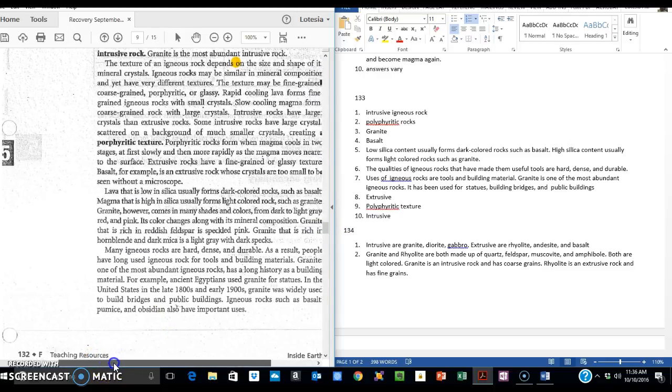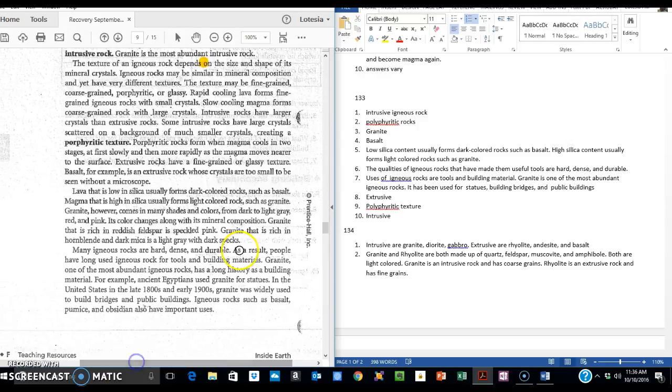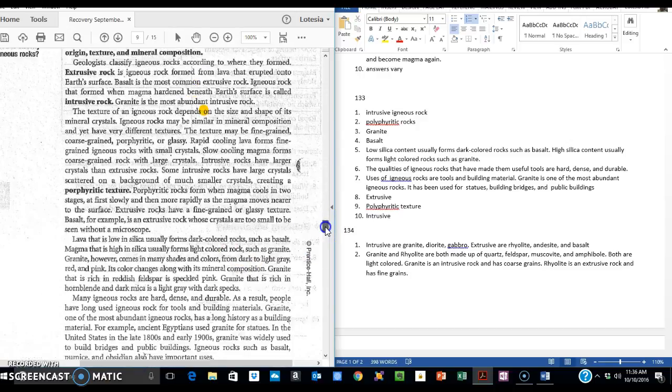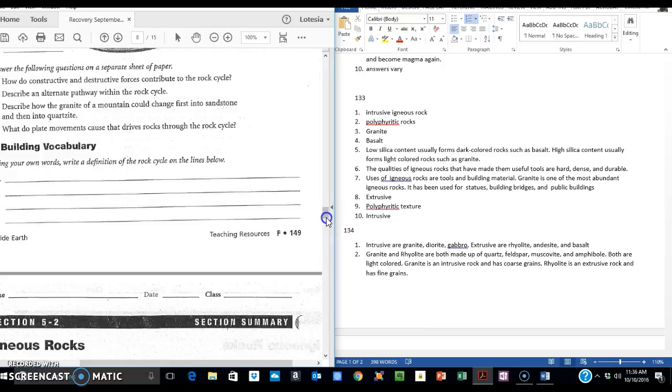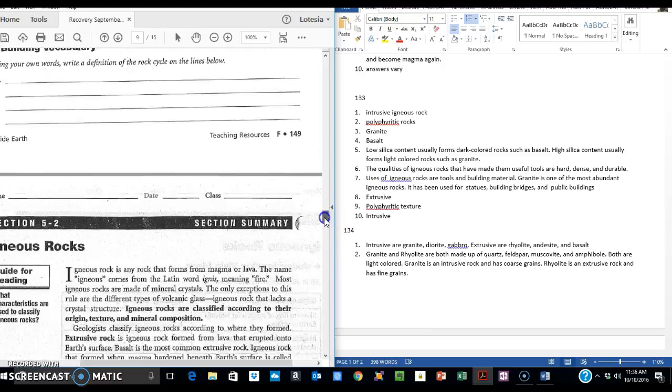So usually what we do in class, whenever I give you a passage, I ask you to read it. I ask you to annotate that passage by highlighting, underlining keywords, terms, anything that you can use as a source for your answer or to give you a better understanding. All right, so let's go back to our worksheet.